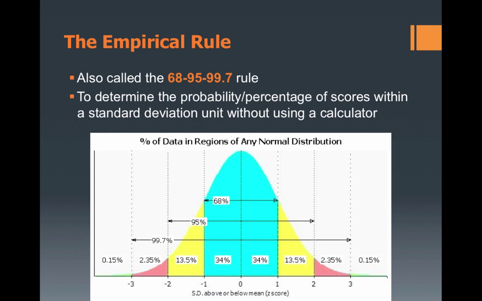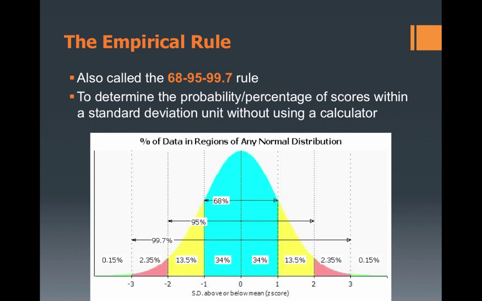We see that plus or minus 1 standard deviation or 1 z-score is going to be about 34% away from the mean. So if we're thinking about how many scores fall within plus or minus 1 standard deviation, we would say that 68% of all scores will fall within plus or minus 1 standard deviation. If we move outward and look at the scores between plus or minus 2 standard deviations, that makes up 95% of all scores.